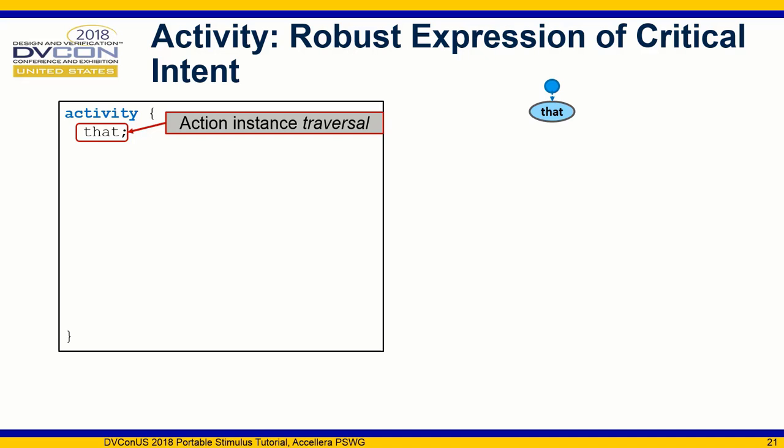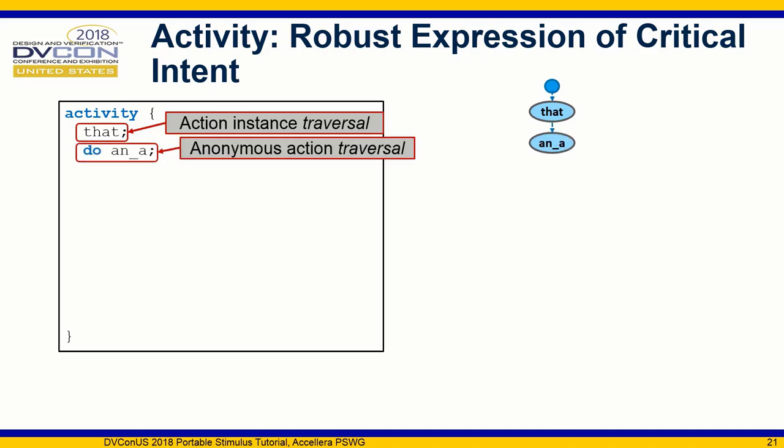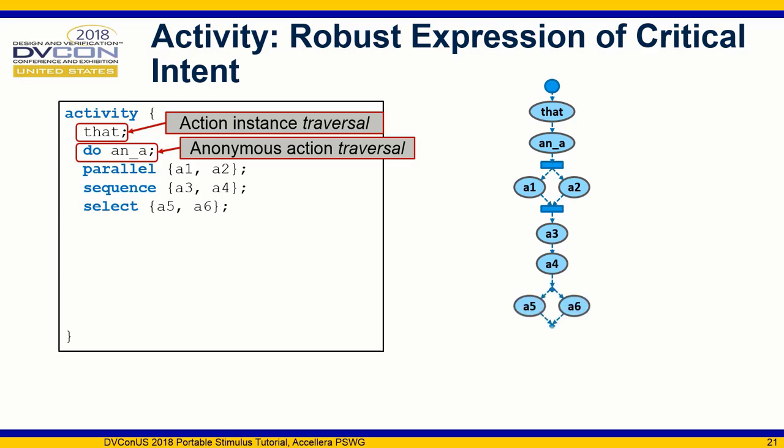We don't execute it until we actually generate it and run. But we traverse the action, and that implies that we're going to randomize all the pieces of it and do whatever, right? We can also specify an anonymous traversal, so I don't have to instantiate something and then traverse it. I can just say do whatever. We can run things in parallel. We can run things in sequence. We can select, as I said.